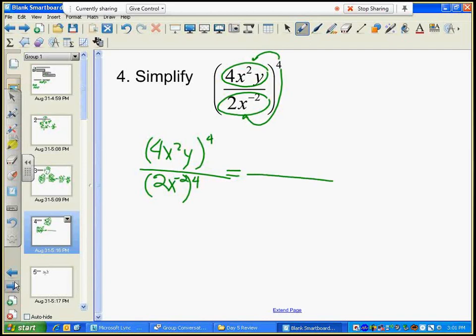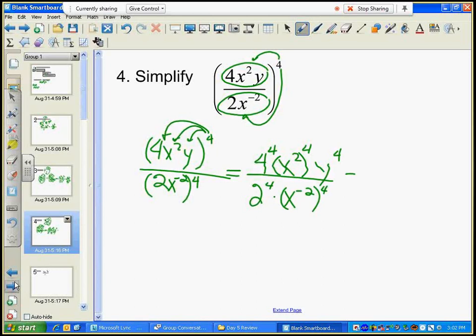So on top, it's another power of a product. I end up with 4 to the fourth power, x squared to the fourth power, times y to the fourth power. Make sure you write this step. All over 2 to the fourth power times x to the negative 2, to the fourth power. Let's keep it going. I end up with 256.